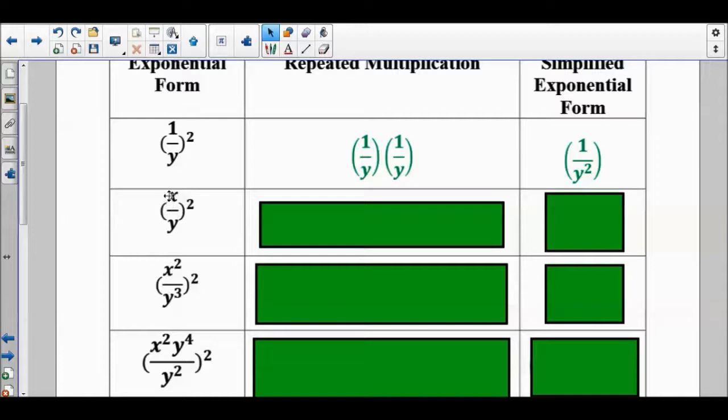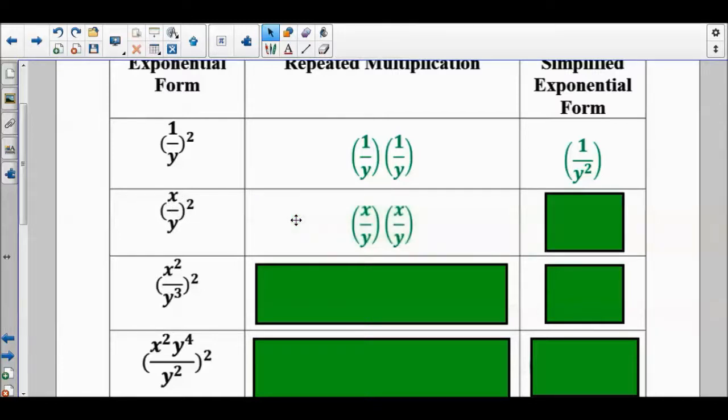The next one we have is x divided by y, all raised to the second power. So again, you're going to write it out as x over y times x over y. And so when we multiply across our numerator and denominator, we're going to get x squared and y squared, because we have 2 of each of these. So you would add your exponents of 1 to get x squared and y squared.